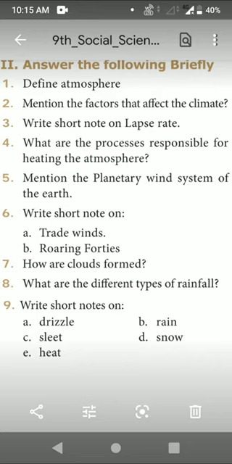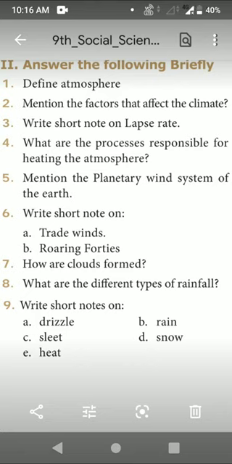Next one. What are the processes responsible for heating the atmosphere? Some of the processes that are responsible for atmospheric heat are radiation, conduction, convection, and advection.